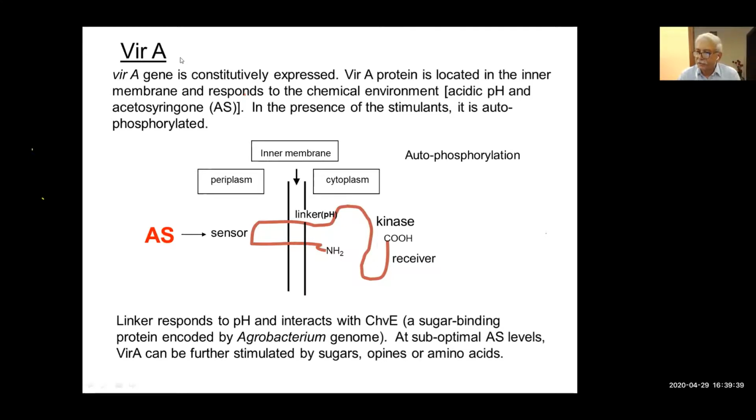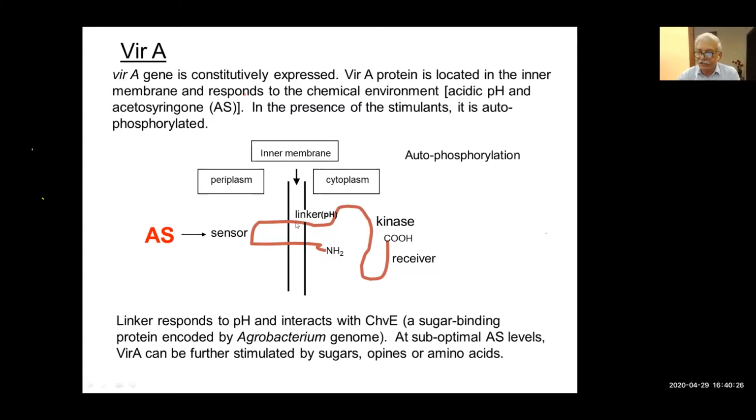So the Ti plasmid has the Vir genes, and one of the genes on the virulence region is Vir A. And Vir A is regulated by a constitutive promoter. And Vir A keeps on being produced by the cell. The Vir A protein does not live in the cytoplasm. It lives in the cell wall. It might have some hydrophobic amino acids which take the protein to live inside the membrane where there is a hydrophobic situation.